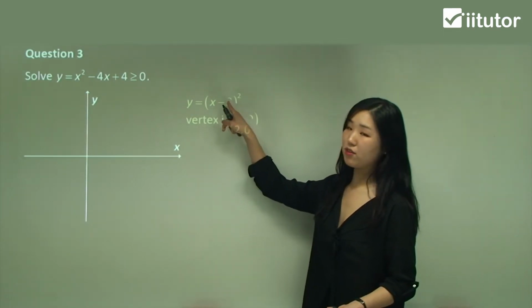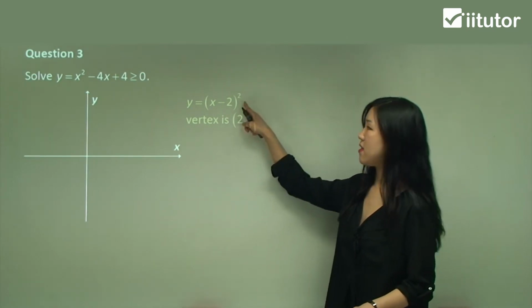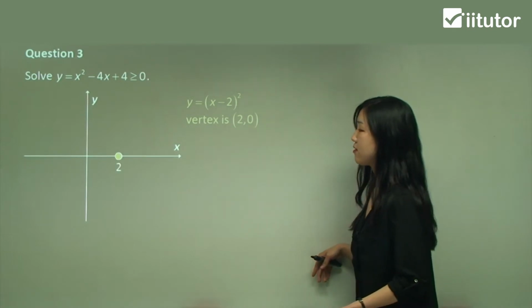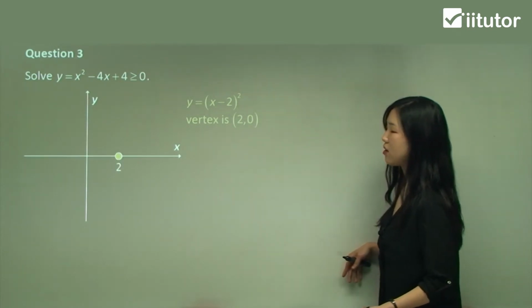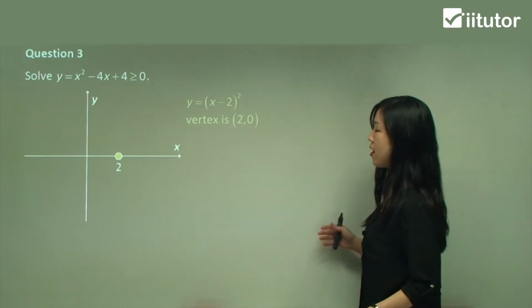See how we're minusing 2, which means we're shifting to the right, so it's +2, and then there's nothing added or subtracted, so it's going to stay at 0 for y. So the vertex is 2, 0, I'm just going to plot it. As soon as you find something, just plot it and we'll join it up at the end.